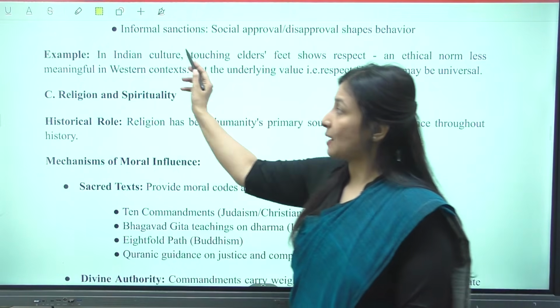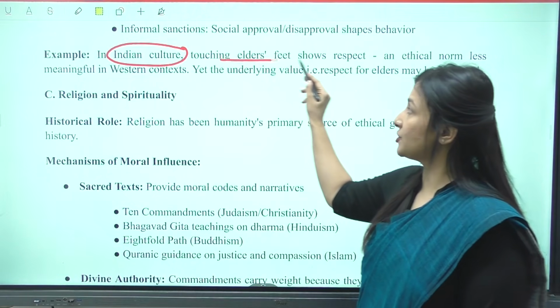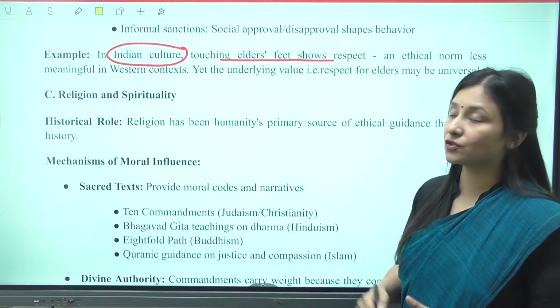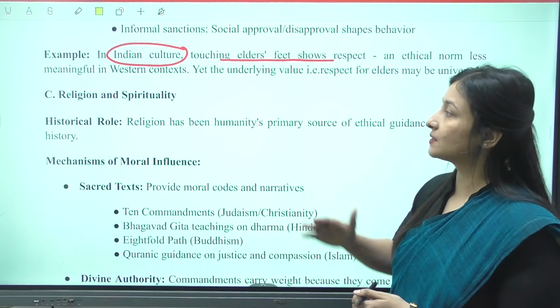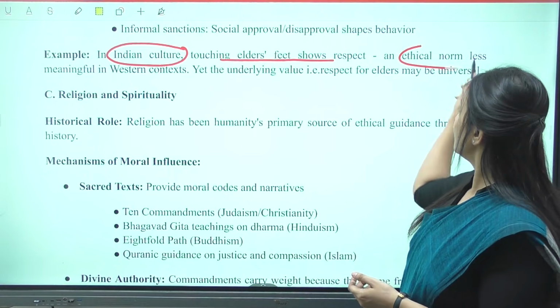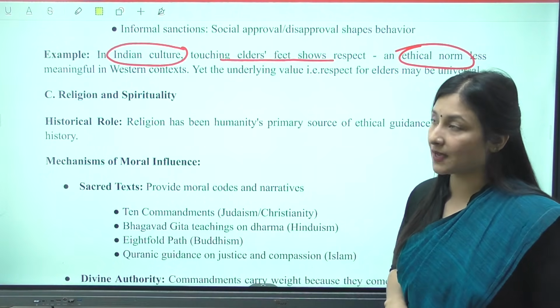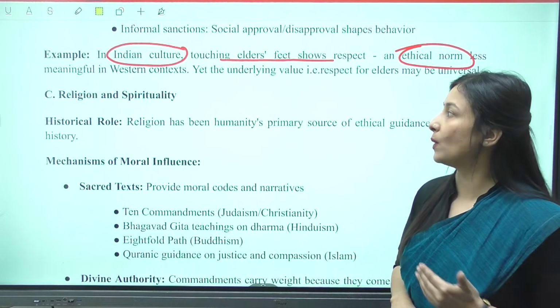Now if you see another example over here, in Indian culture, we touch the feet of the elderly, right? This is showing respect, and this has been an ethical norm in Indian society, which is less prevalent in Western society.